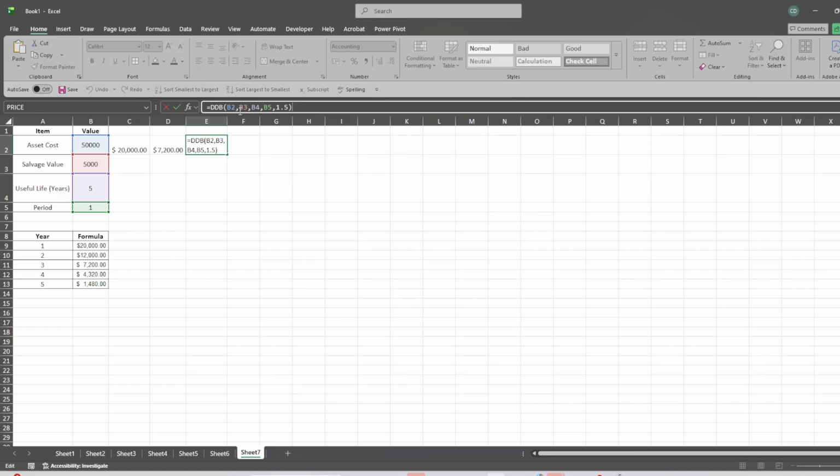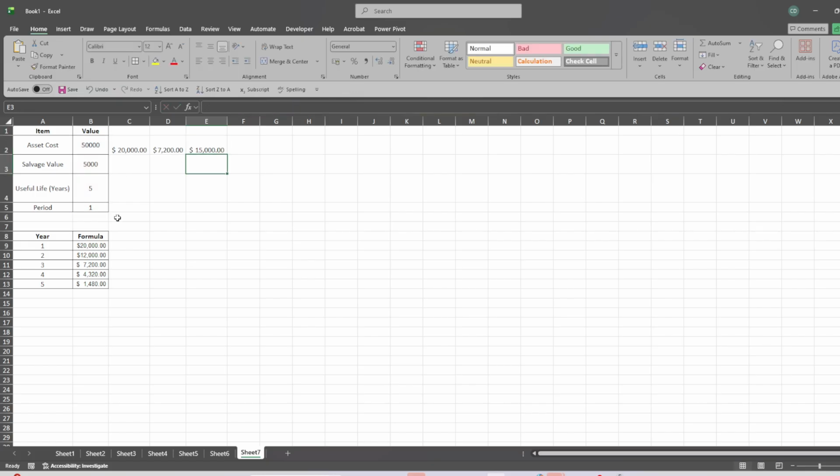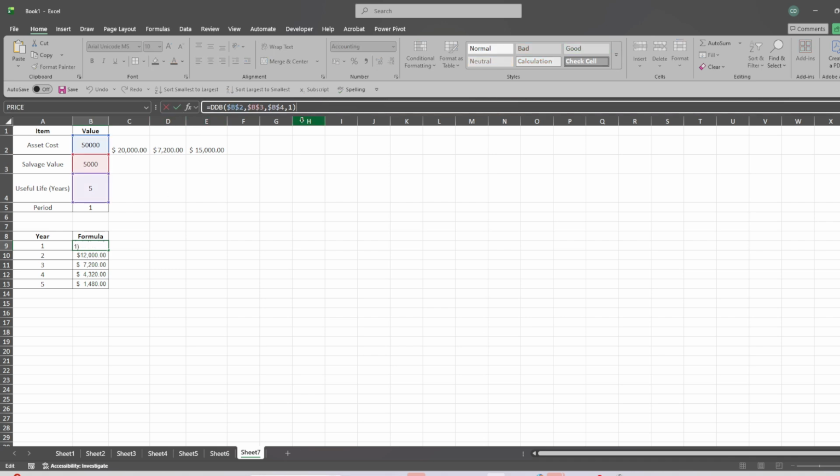A few final tips. The period starts at 1 for the first year. Omitting the factor makes Excel use 2 automatically, and the salvage value should be lower than the asset cost for meaningful results. If you want larger depreciation earlier, DDB is a great choice.